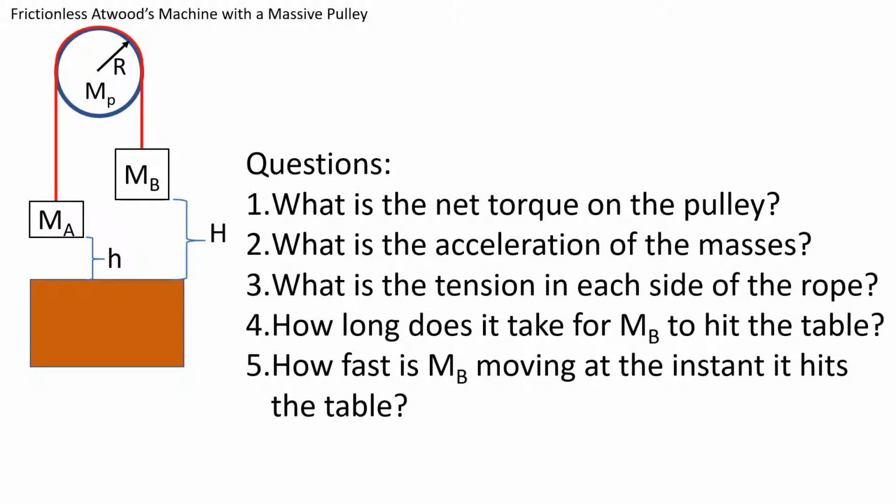In the problem where the pulley is massless, the tension is the same throughout the rope, because that's the definition of a massless pulley. It just changes the direction of the tension. But in this case, because the pulley will have a net torque getting it to start to rotate, one of the sides of the rope will have more tension than the other. 4, how long does it take for the mass mb to hit the table? And 5, how fast is that mass moving the instant that it hits the table?